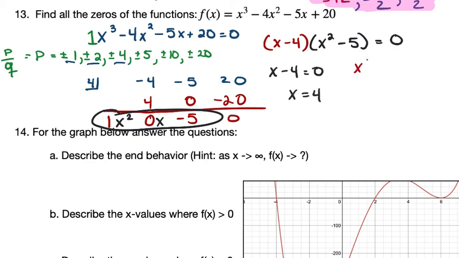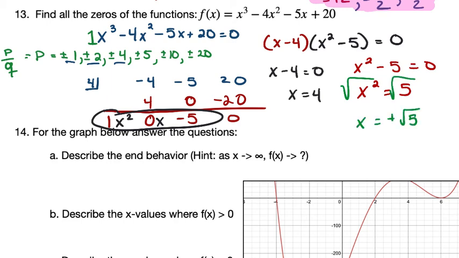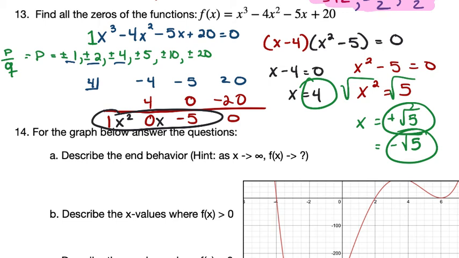Now x squared minus 5, a little tricky, but it's a quadratic, so we can just isolate x squared, and there's our other two answers, plus root 5 and minus root 5. Remember, it's plus or minus root 5. That means those two answers. So total of 3 for our solutions. 3 solutions for that guy.